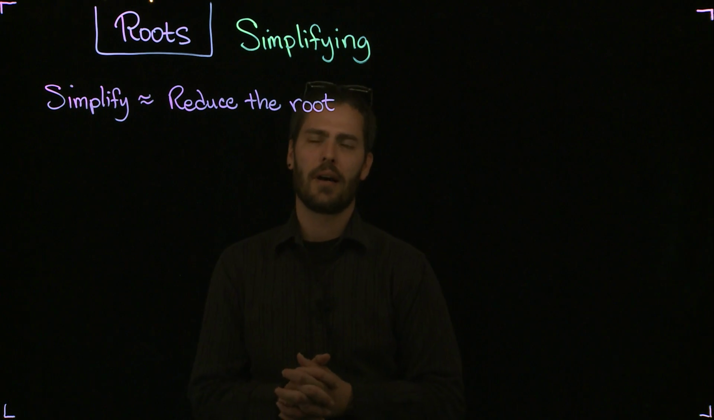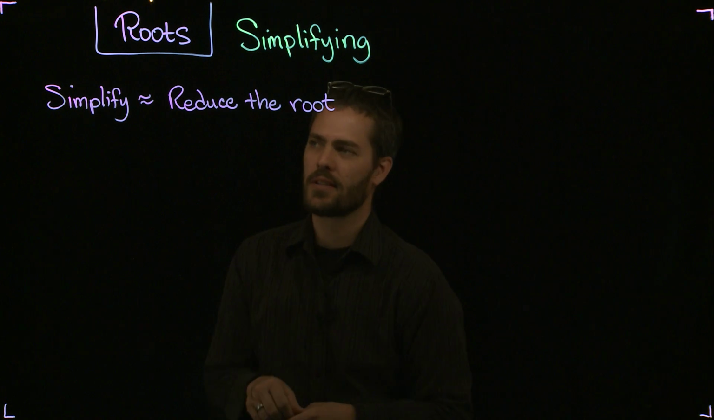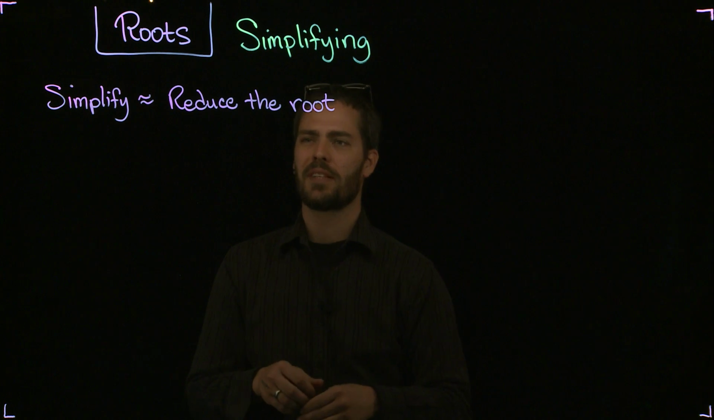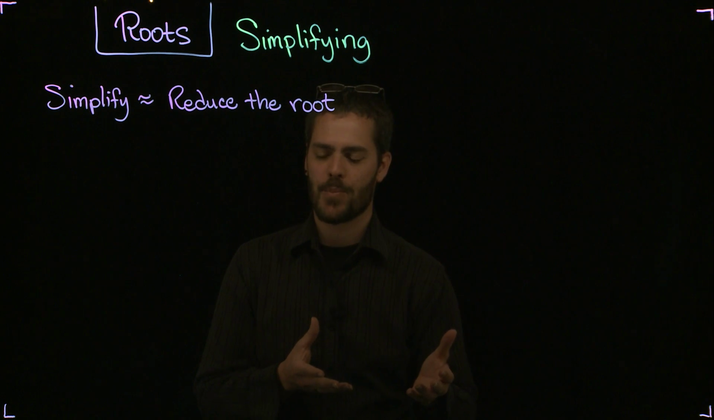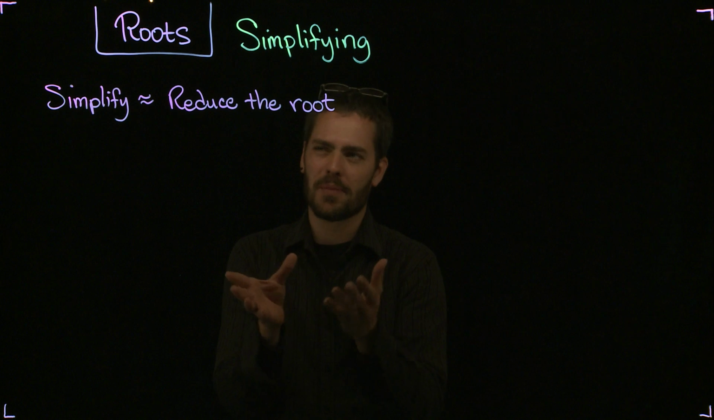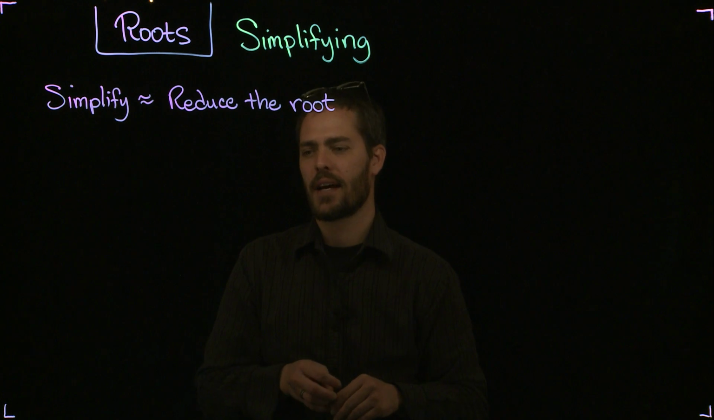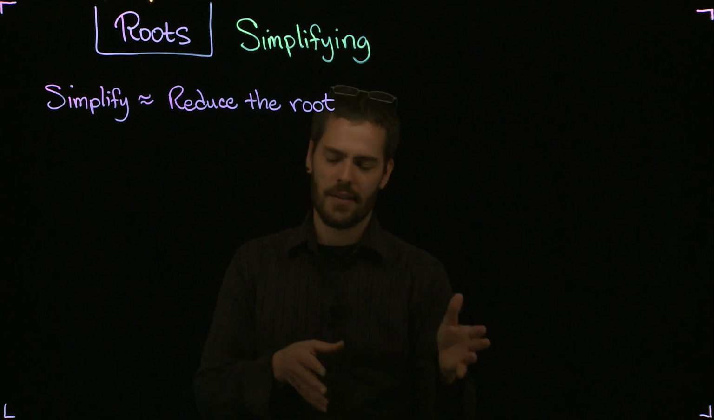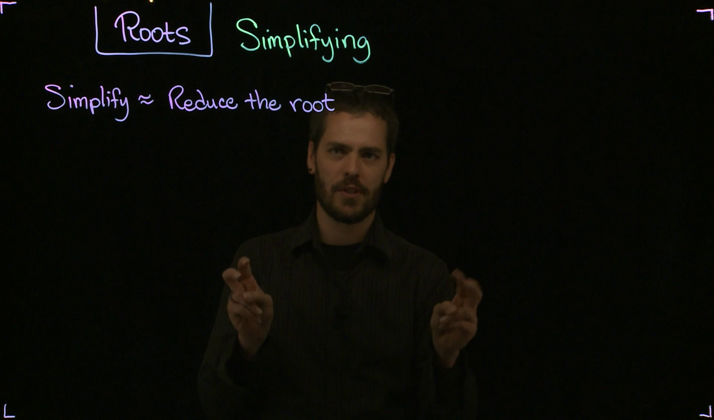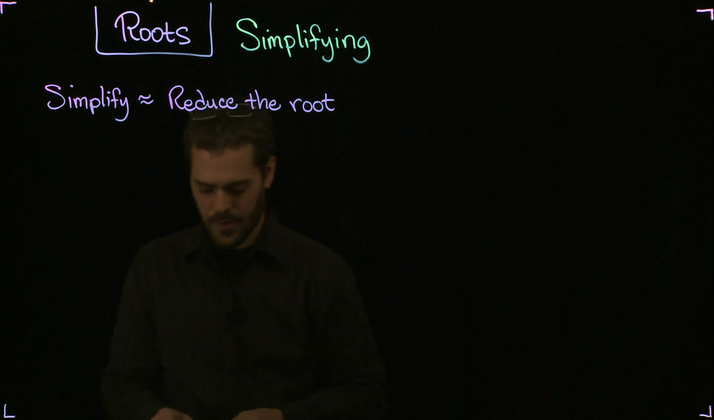Okay, let's talk about simplifying roots. And here is my super cheap definition of simplify. It kind of means to reduce the root in this context. So I'm trying to relate this maybe to reducing fractions in the sense that 2 over 4 is equal to 1/2. They're the same numbers, but one is reduced. One is the simplified, kind of acceptable form.